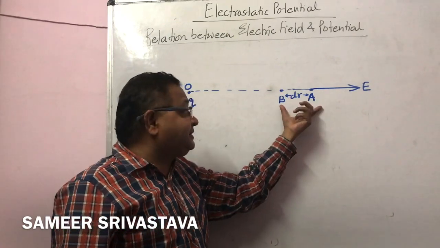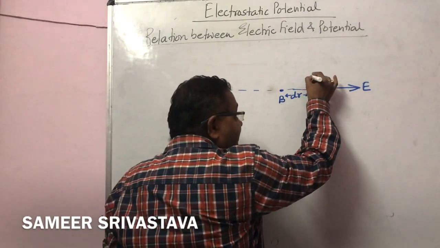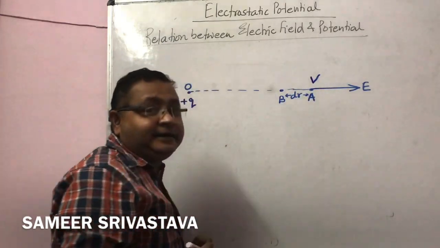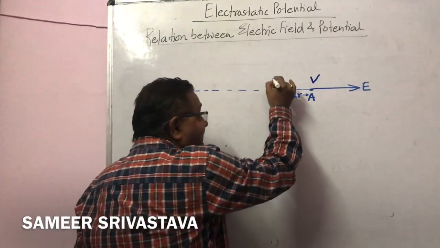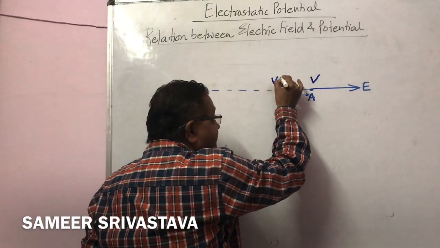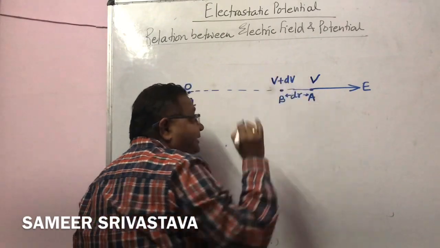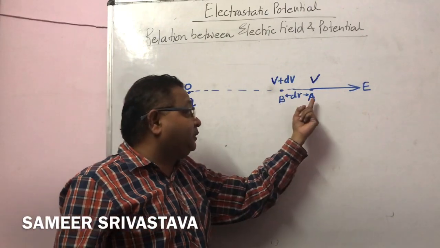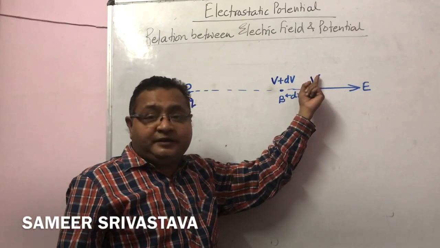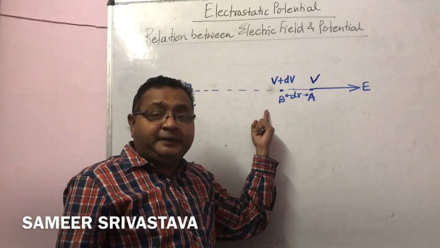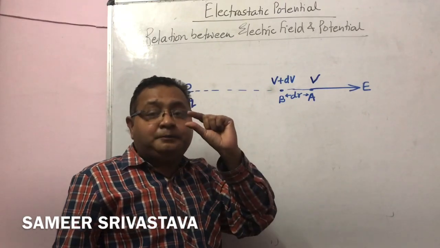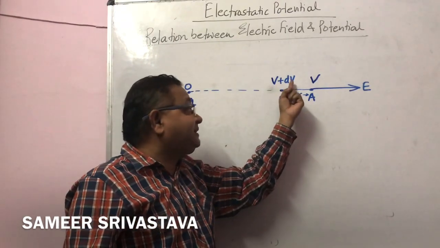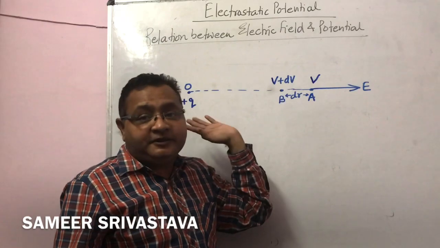Now, we consider the potential at point A as V and the potential at point B as V plus dV. It means the potential at point A is V and at point B the potential is a little more, that is V plus a small value dV.